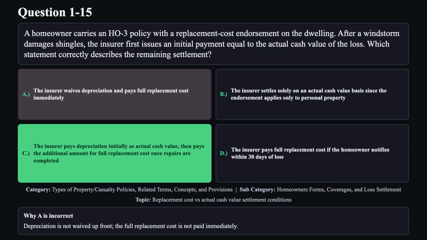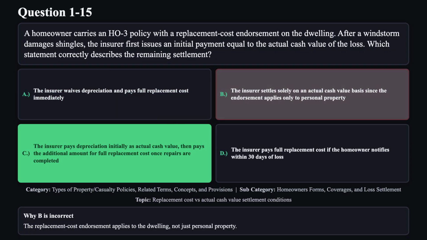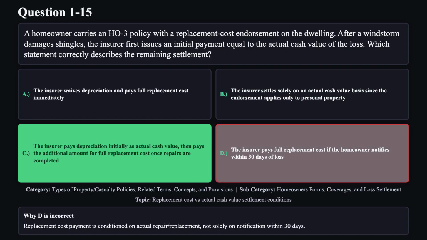Reason A is not correct. Depreciation is not waived up front. The full replacement cost is not paid immediately. Reason B is not correct. The replacement cost endorsement applies to the dwelling, not just personal property. Reason D is not correct. Replacement cost payment is conditioned on actual repair or replacement, not solely on notification within 30 days.